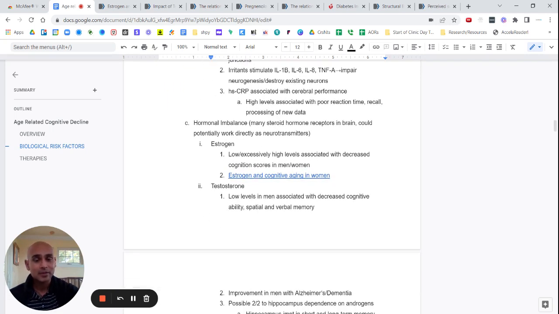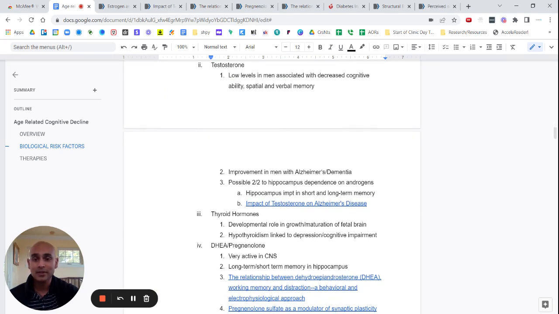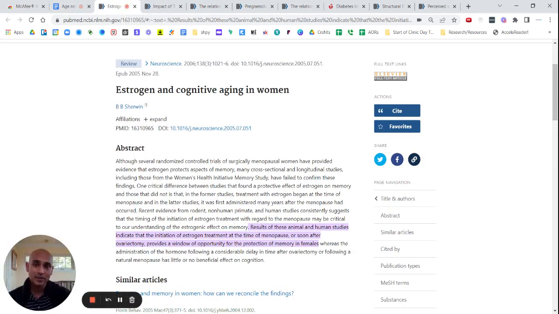Hormonal balance. If your hormones are imbalanced, this can also lead to cognitive decline. There have been several studies that have looked at estrogen, testosterone, thyroid, and DHEA as being associated with cognitive aging. Here's one that looks at estrogen and cognitive aging in women. It's a good review article, and I'll put all these articles in the description of the YouTube video.